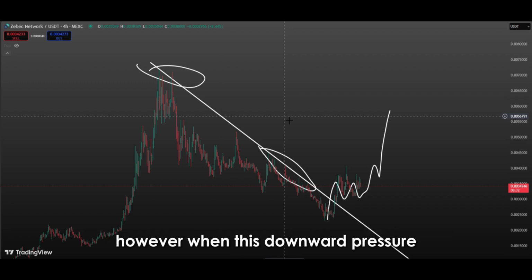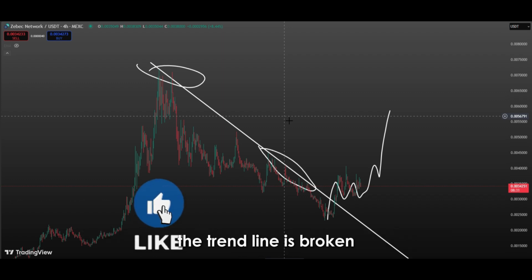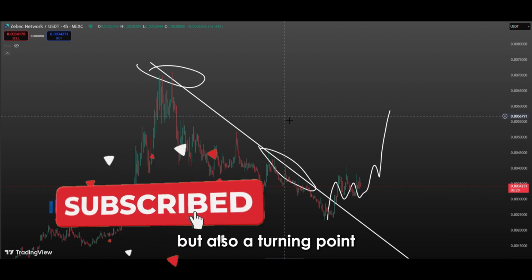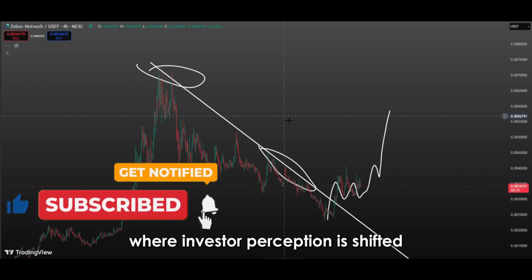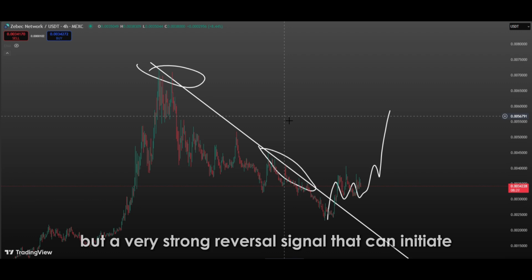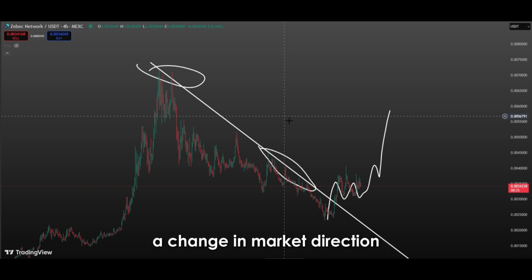However, when this downward pressure line, the trend line, is broken, it's not just a technical level that is breached, but also a turning point where investor perception is shifted. For this reason, an upward break of a descending trend line is not just a graphical breakout, but a very strong reversal signal that can initiate a change in market direction.